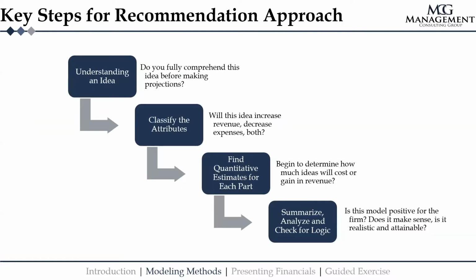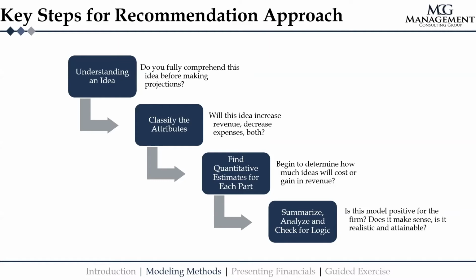So now we're going to break down the recommendation approach and the income statement approach just a little further. First off, for the recommendation approach, the first thing you want to do is understand your idea. What are the financial implications of this idea specifically? How logical is it that the idea is going to happen? And can you come up with a reasonable estimate of what that cost is going to be?